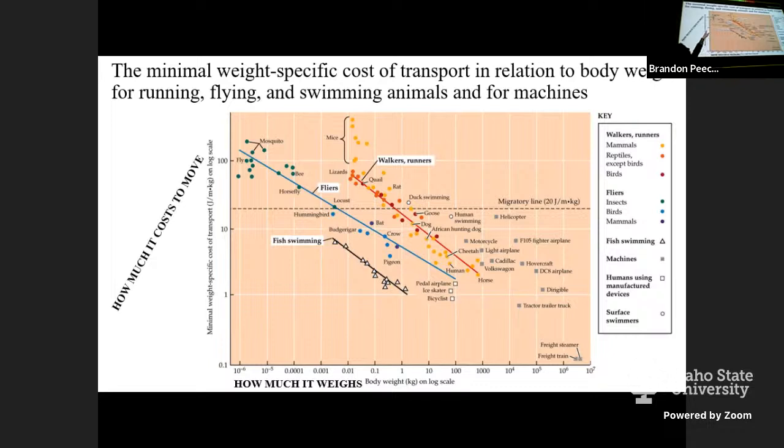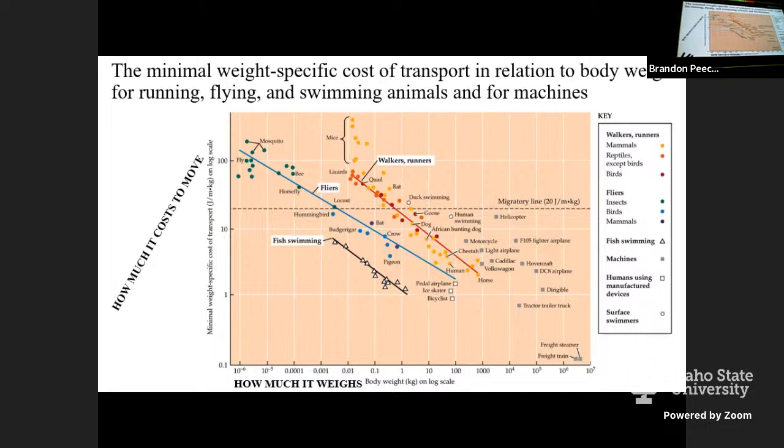Those mosquitoes weigh the least of all the things on this chart, but their cost to move for their size is actually pretty high. This freight train weighs a lot, but for what it is, its movement is really efficient. Does that make sense? That's what we're talking about here. With a general increase in body mass, you're still heavier, so it's still more energy in an absolute way, but relatively, size is going to increase the efficiency of your movement.